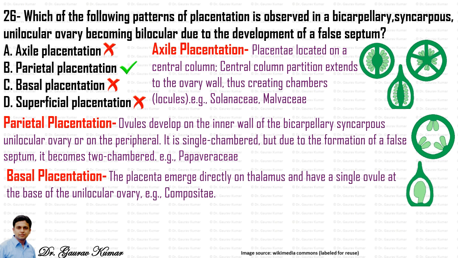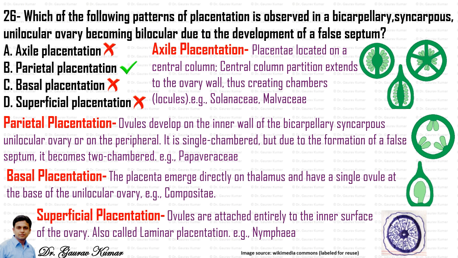You can see the figure on the right hand side. And finally we deal with the superficial placentation. In this type of placentation, the ovules are attached entirely to the inner surface of the ovary. This is also called laminar placentation. Example of this is Nymphaea. You can see the figure on the right hand side.